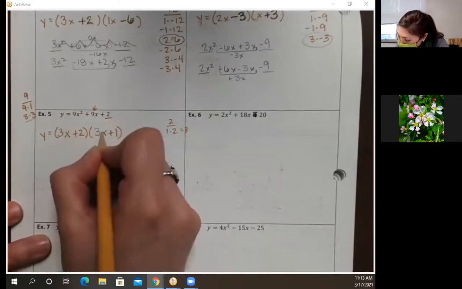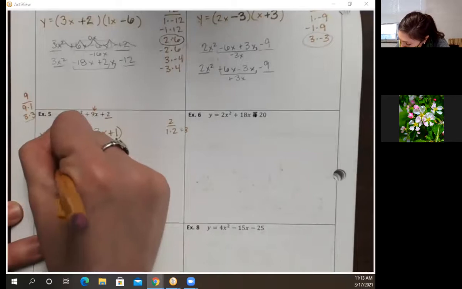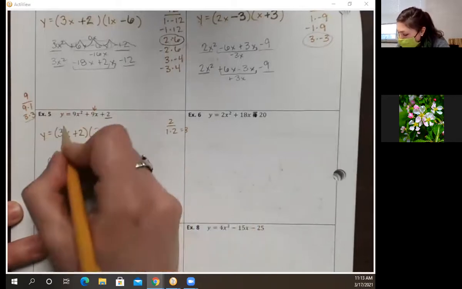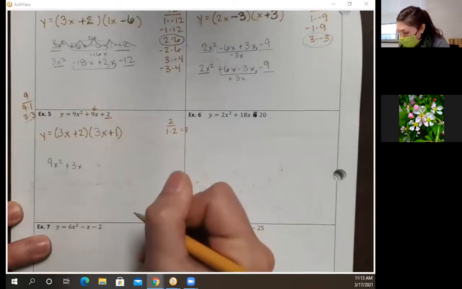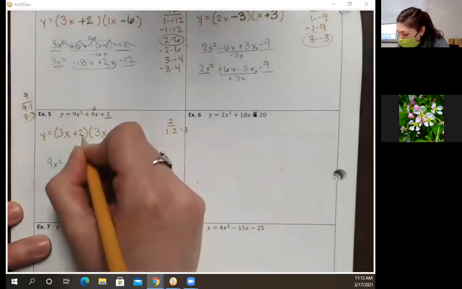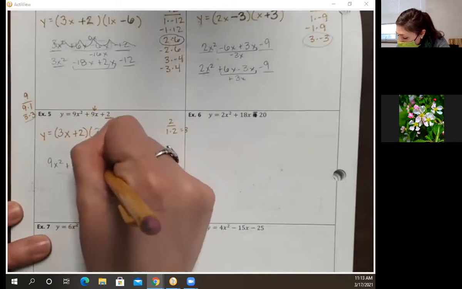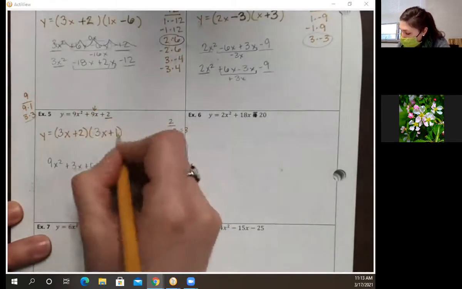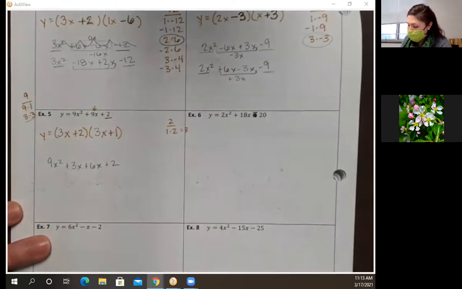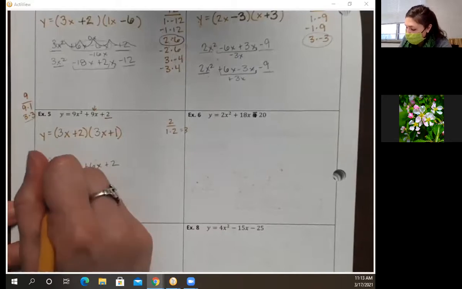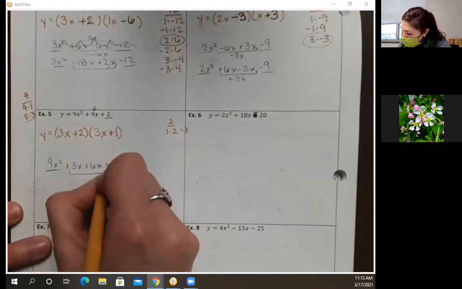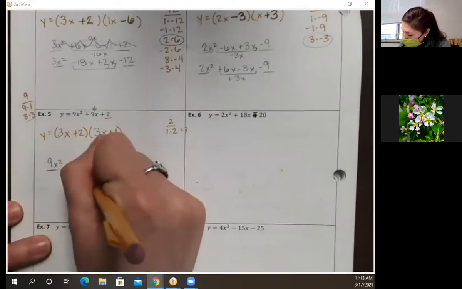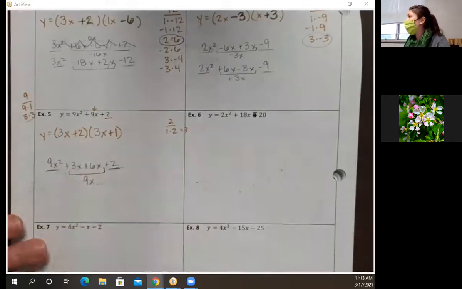So 3x times 3x would be 9x squared. 3x times 1 would be plus 3x. 2 times 3x would be plus 6x. And then 2 times 1 is 2. My first term looks good. My constant term looks good. When we combine our x's in the middle, we get 9x. That's what we wanted. We got it on the first try on this one.